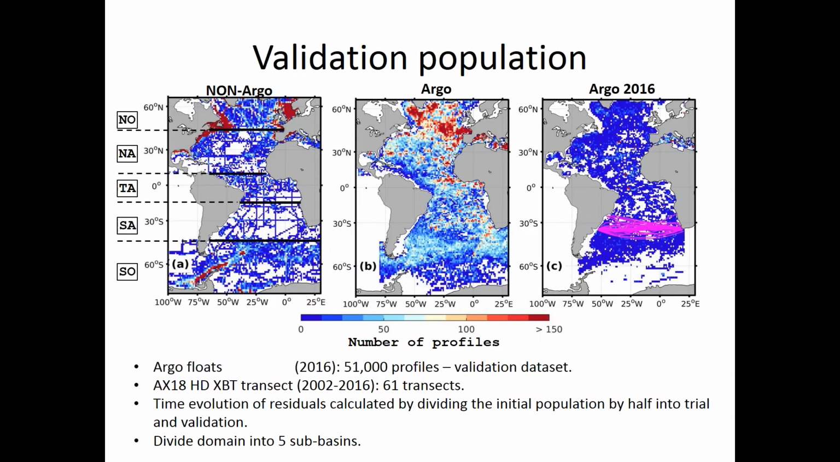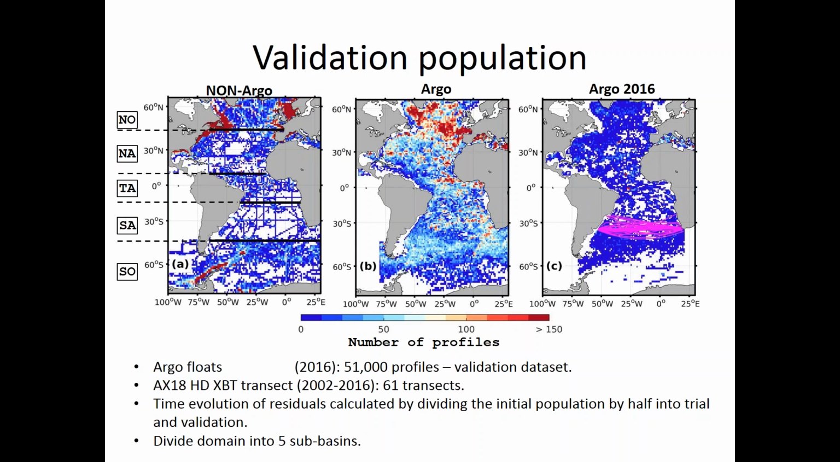And for the validation, after we calibrate the regression models, we use a validation data set. This is the same figure here, but for the validation we use Argo 2016, as well as the AX18 data set, which is the high density XBT line around 34 south. This is just a DynH sensitivity. And this is about 51,000 profiles for 2016 and 61 transects.